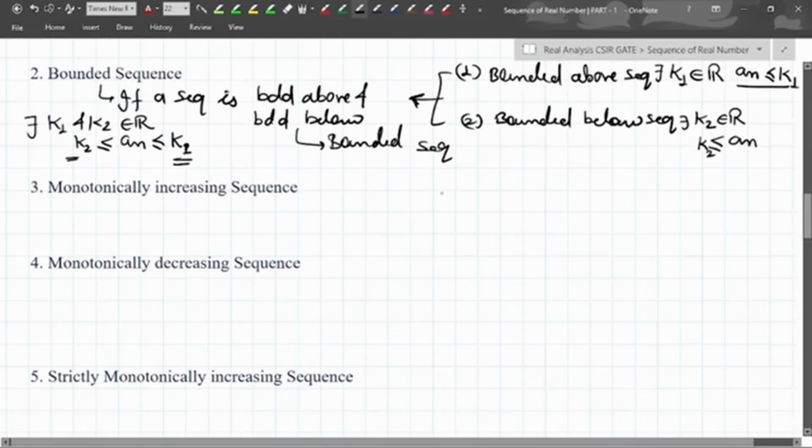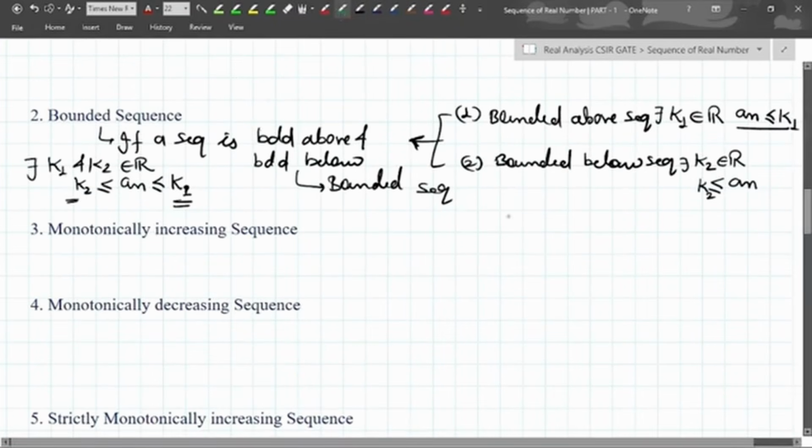For example, what is a bounded sequence? We can take 1 by n. What is this? It is 1, 1 by 2, and up to what? It is tending to 0. Then this is bounded above by 1 and bounded below by 0. So this one is my k1 and this one is my k2.